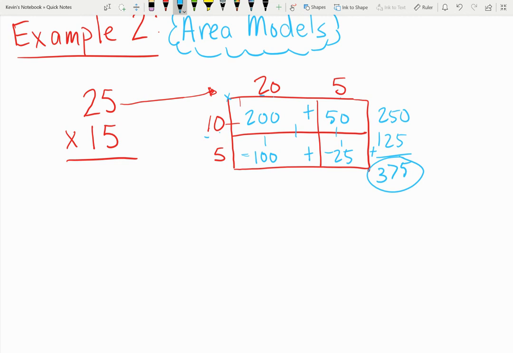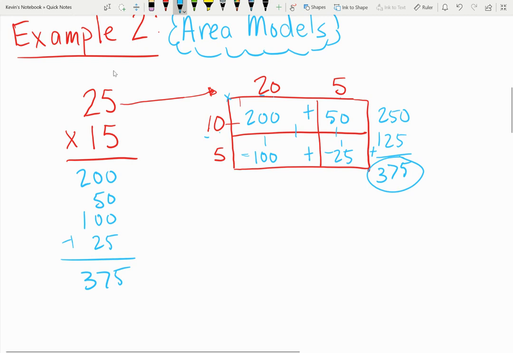And if it helps, you can write your partial products over here to get that visual. 200 plus 50, partial product, 100, 25. If you add those together, 375. Okay, this is example 2, area models. Go ahead and pause the video. Review as much as you need to before you move on to our first problem of the day.